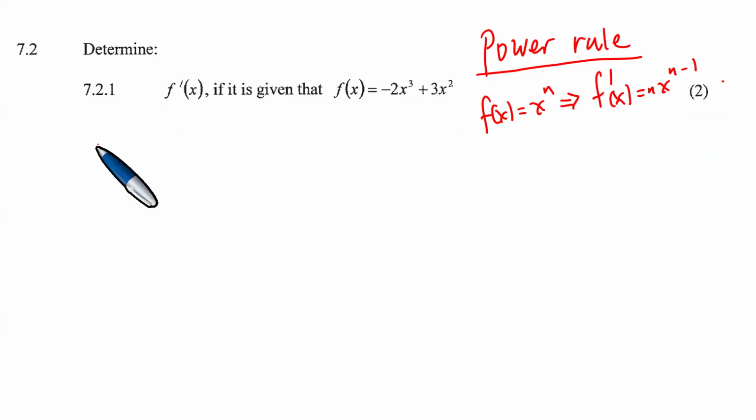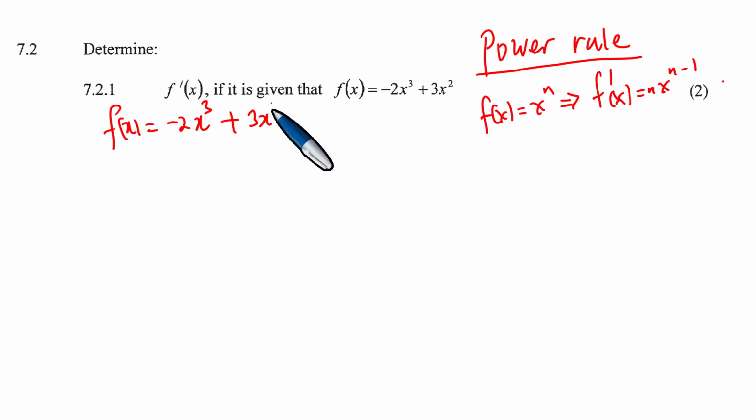We are here, and we want to determine f prime of x if it is given that f of x is this. So we proceed in a step-by-step fashion as follows. F of x is minus 2x cubed plus 3x squared. We find the derivative of this, f prime, by using the power rule. So it is f prime of x that we have.